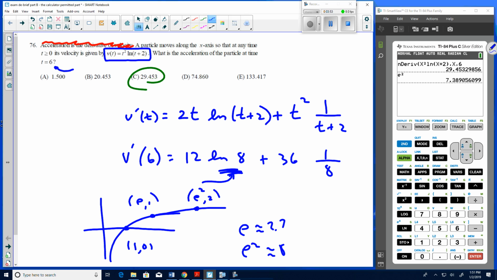So the log of 8 would be about 2. So this product here is about 6. And then 1/8 of 36. Well, if we had 1/6 of 36, that would be 6. 6 plus 6 is 12. Well, that's not going to quite give it to us. Well, we do have the answer here, 29.435. I'm thinking we probably could have estimated this.